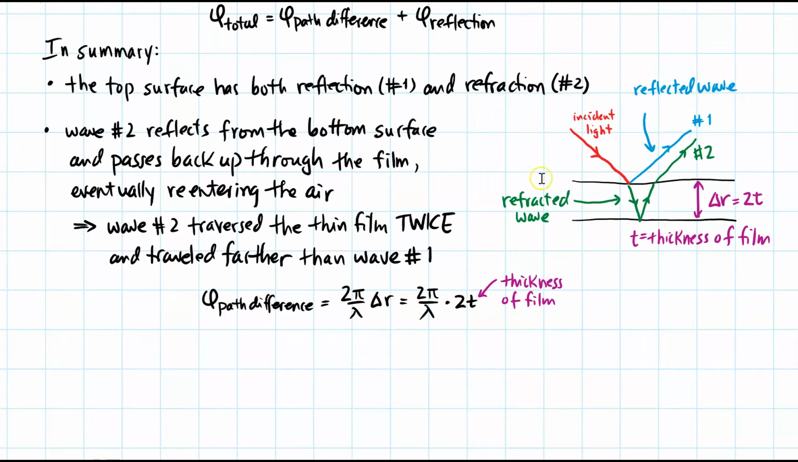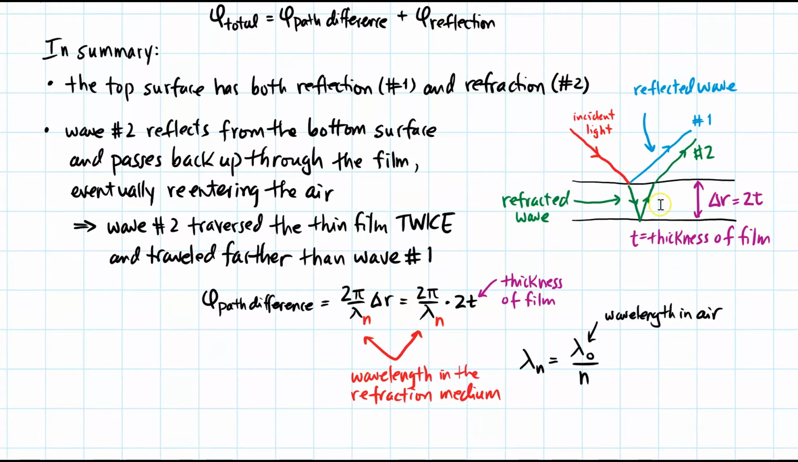There's one piece missing. The refracted wave is in index n here. In other words, this wavelength is in the refraction medium, not in air. Since we're typically talking about the incident light in air, we have to compare the wavelength in the refracted medium to that of air using the relationship that lambda of n is equal to lambda naught divided by n, the index of the refraction medium.